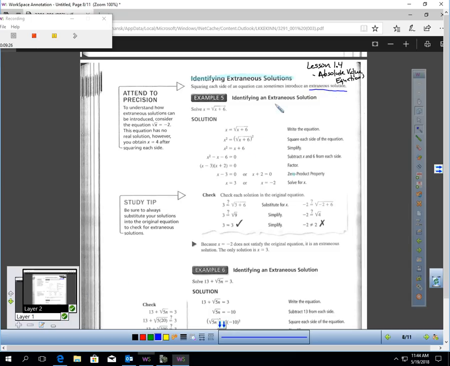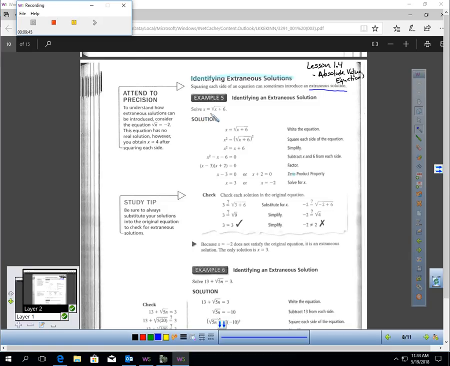So here would be an example problem that would have an extraneous solution. Let's solve x equals square root of x plus 6. So you notice the radical's isolated. So we need to square each side of the problem. So they're doing that. You can see that here. Squaring eliminates the square root. And on the other side, when you take x squared, you have x squared.